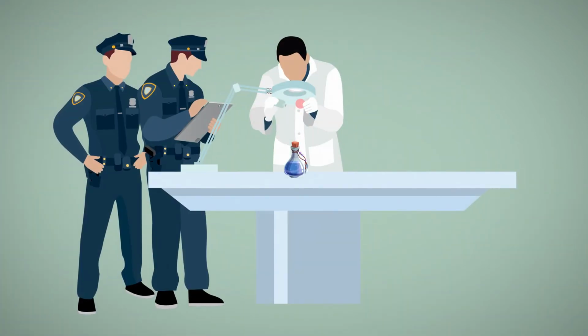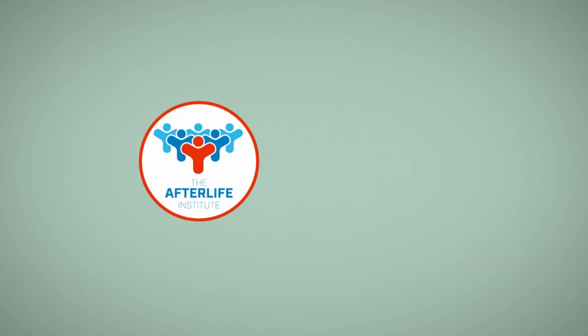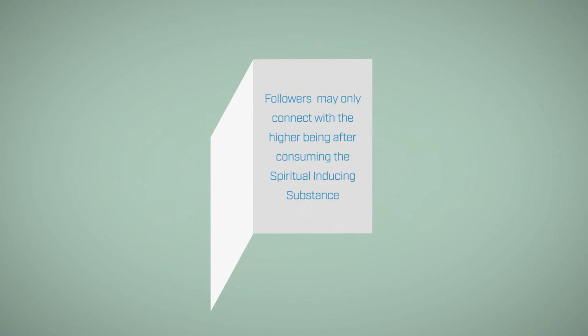Law enforcement officials investigating the Afterlife Institute discover that this spiritual substance is a concoction consisting of the illegal drugs of marijuana and cocaine. Members of the Afterlife Institute are arrested and charged with possession and use of illegal drugs. The Institute objects on the grounds that the charges violate their religious beliefs, which, as stated in the Institute's founding religious principles, enable followers to connect with a higher being only after consuming the spiritual inducing substance.